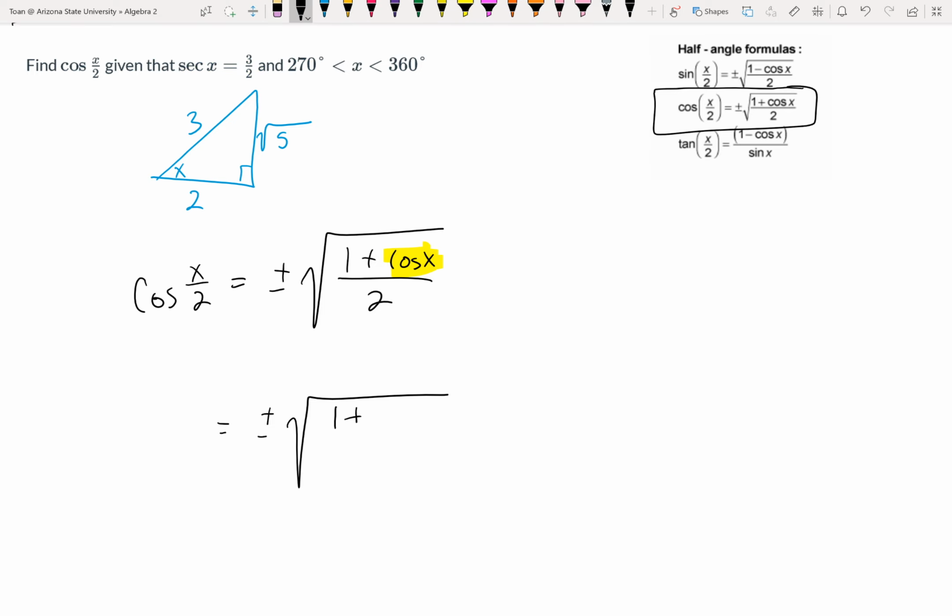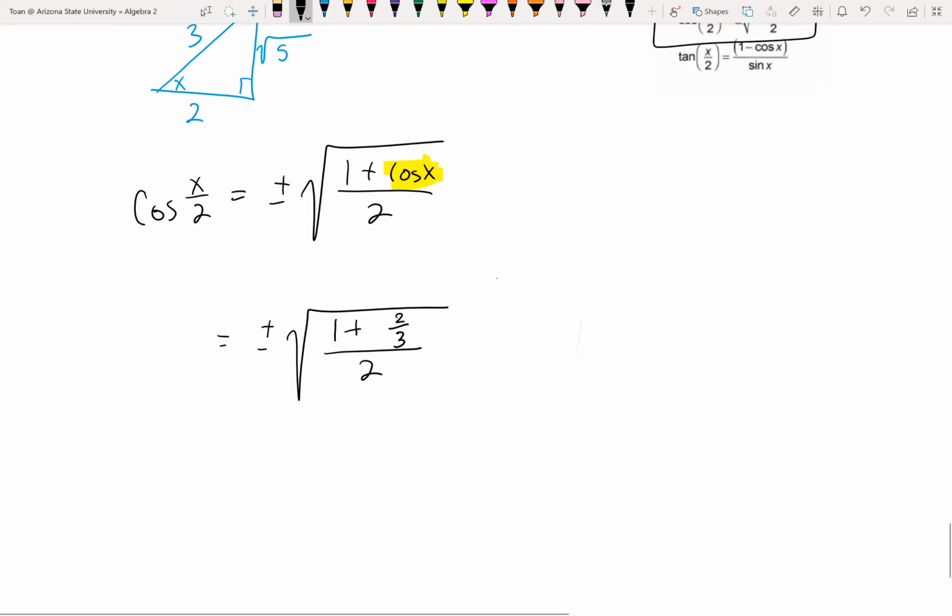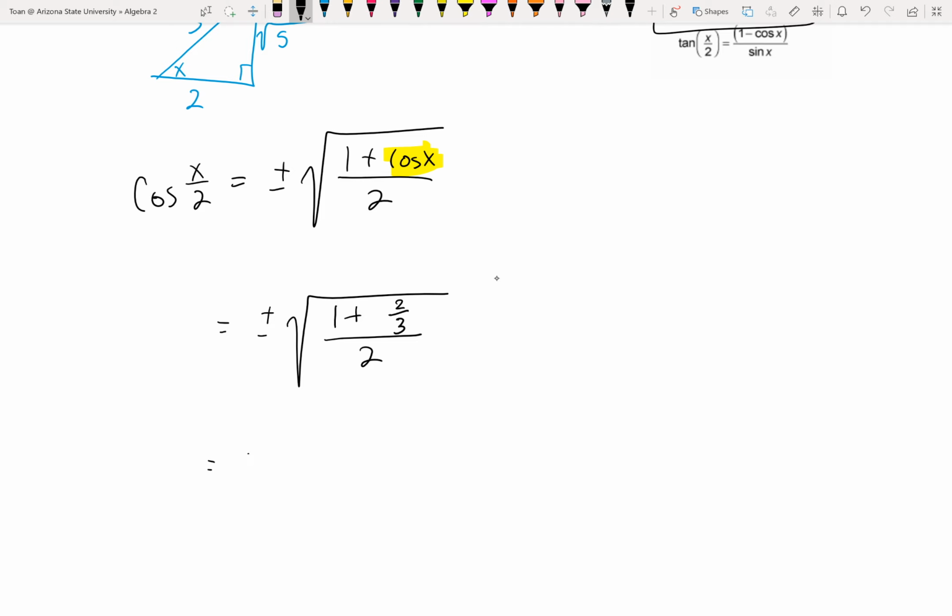We can see that the cosine of this angle is 2 over 3. Now notice how we are in, according to this information, quadrant 4 for the angle x, and cosine is, of course, positive in quadrant 4. So then the rest is just algebraic manipulation.